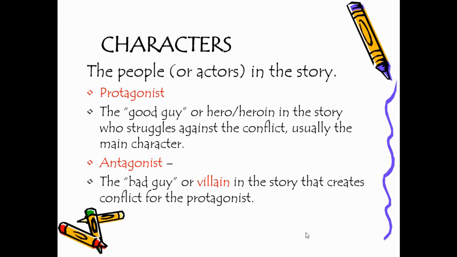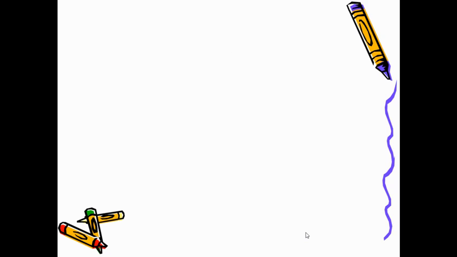The protagonist, like your pros and cons, is the good guy, the hero or the heroine in a story who struggles against conflict, and he or she is usually the main character. The antagonist then is the bad guy or the villain, and they create the conflict for the protagonist within the story. We're going to move on to our second one now, but what you should be doing is making notes of those 2 definitions in your interactive notebook. So you should have theme, setting, and now you should have included character. Feel free to pause the video and make those notes in your own time.